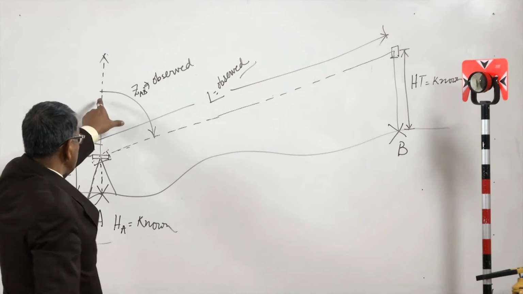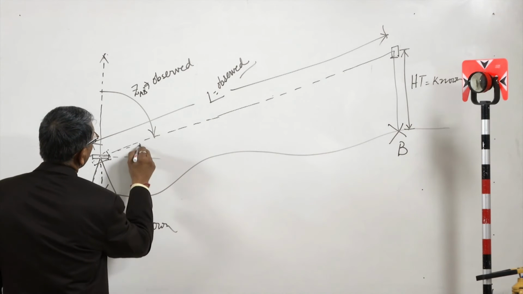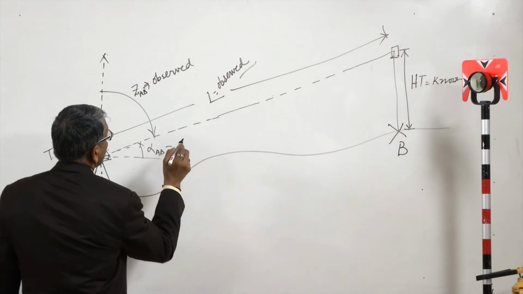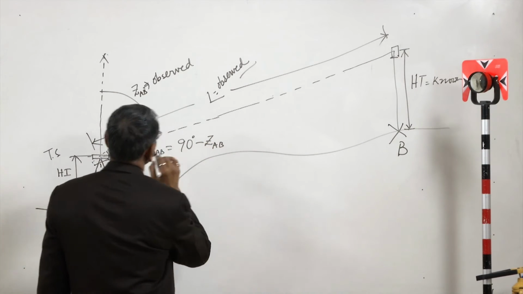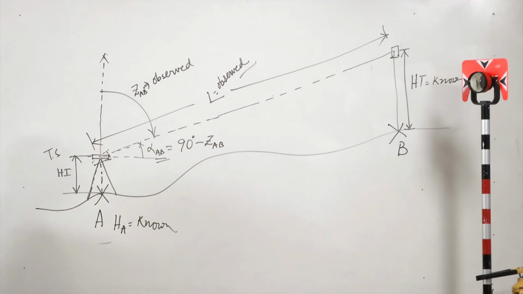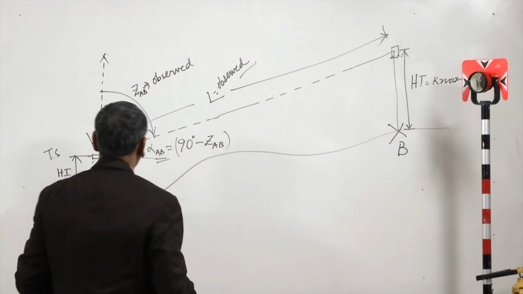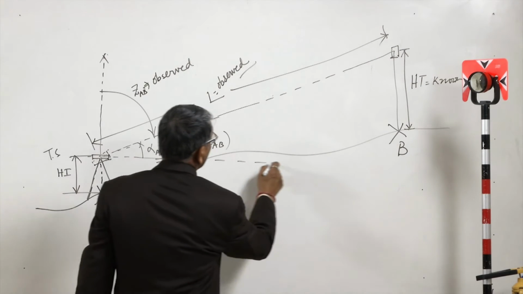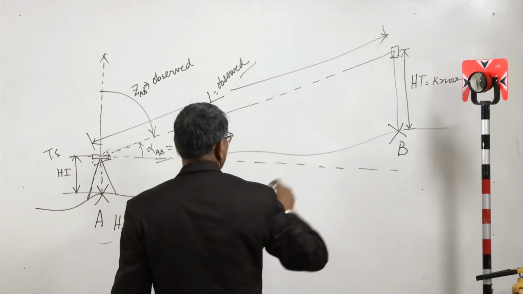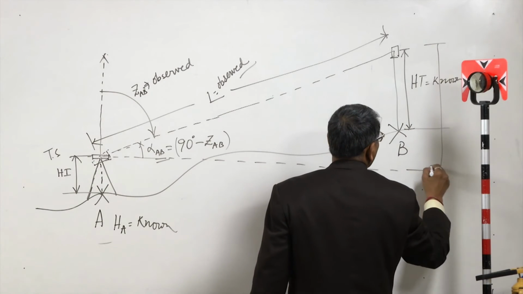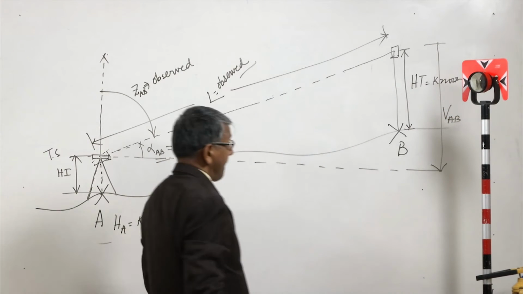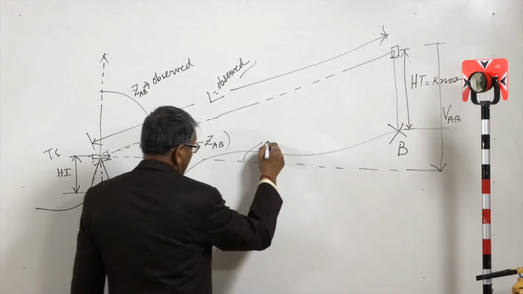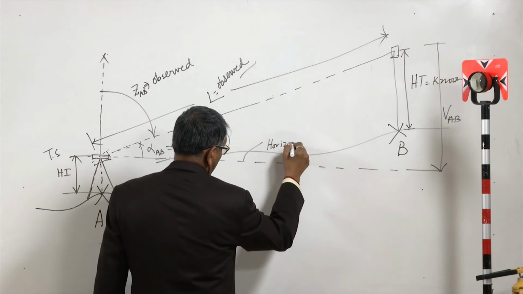Now, if this zenith angle is known, then we can get the altitude angle, since there is a program within the total station which computes the altitude angle from the zenith angle. As you know, if we have the slope distance and the altitude angle, we will be able to find the difference in height between this point and that point, VAB. This is the horizontal line.